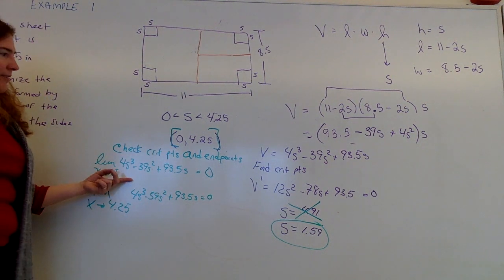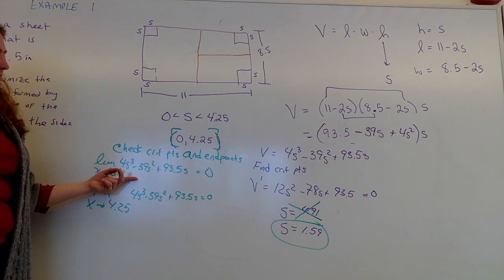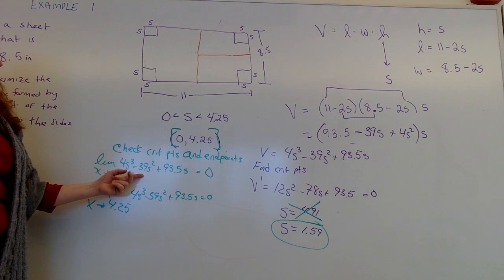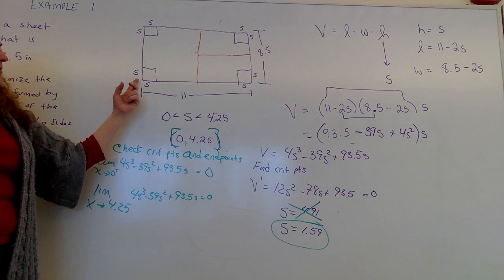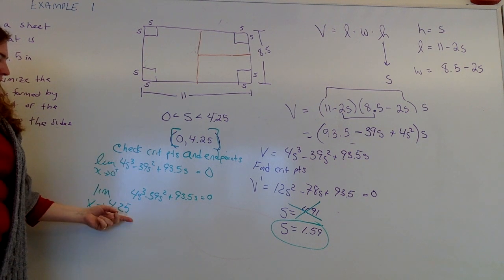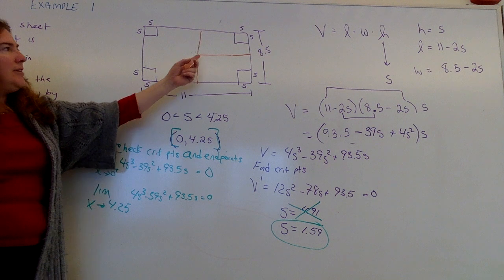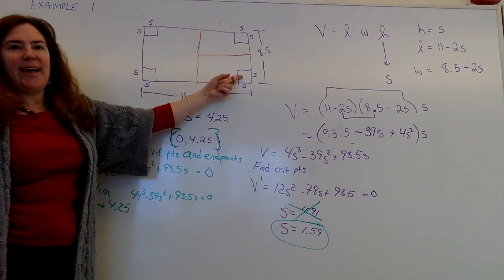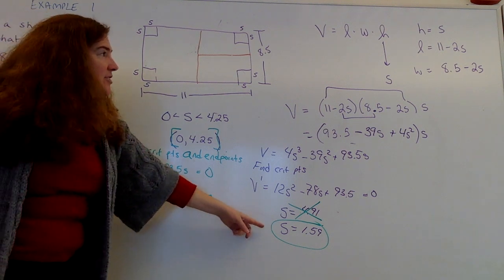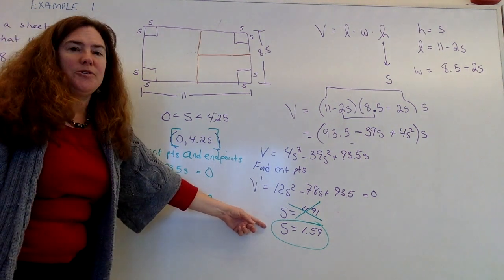So, checking my endpoints, if I plug in 0 to get the limit, I have no volume. If I cut out no square, I have no height. If I plug in 4.25, I also get 0 because I have no width. So my maximum volume is occurring when S equals 1.59.